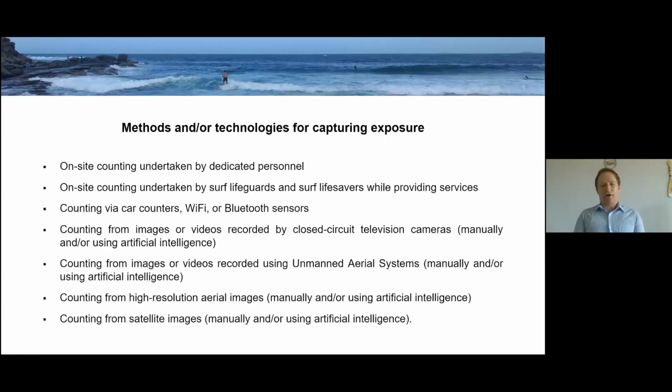So I'm going to provide an overview of a number of methods and technologies for capturing exposure data. We've got on-site counting undertaken by dedicated personnel or surf lifeguards, through to other techniques such as car counters, Wi-Fi or Bluetooth sensors, imagery from closed-circuit television cameras, which Jason and Chris will discuss in detail later in this session, counting images from unmanned aerial systems, or some larger scale options in terms of high-resolution aerial imagery and satellite imagery.